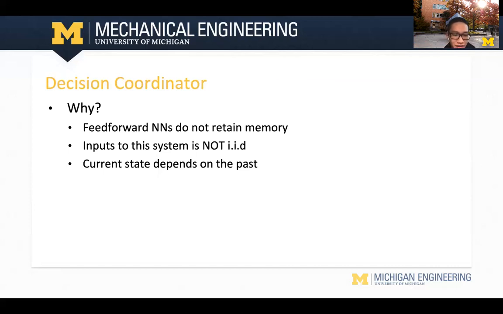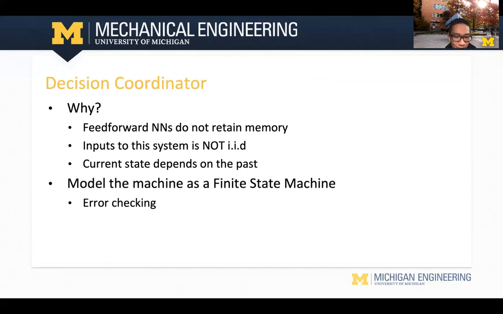As a result, the current state depends on the past, and we cannot treat each sample as if they're irrelevant to each other. However, feed-forward neural networks do not retain memory. As soon as it's done classifying, the sample is out of the window and it treats the next sample as a completely new sample. We don't want this kind of behavior, and we want our framework to be able to memorize for a certain time span the previous state of the machine. So we'll model the machine as a finite state machine, which will perform error checking on the output of the classification units. We'll explain a little bit more about this in our case study.